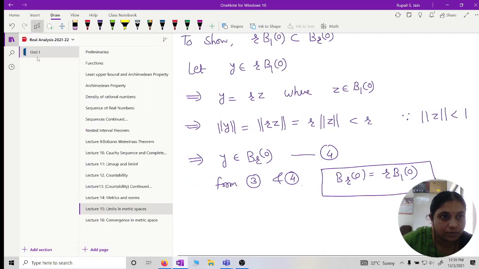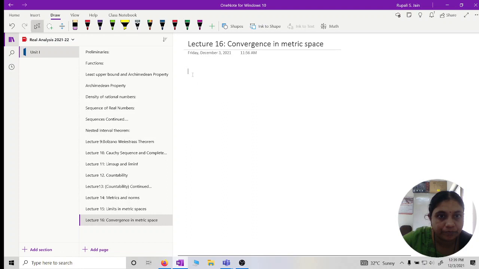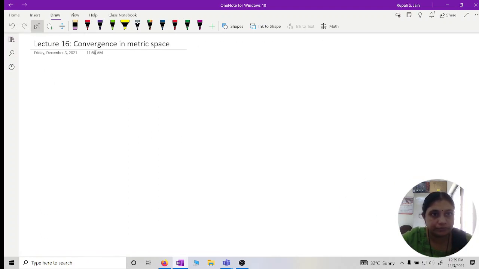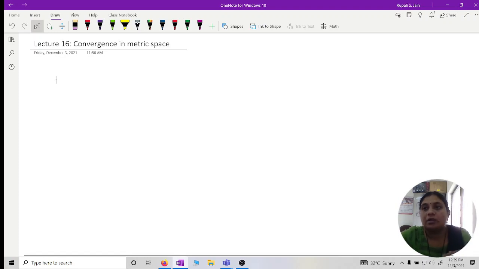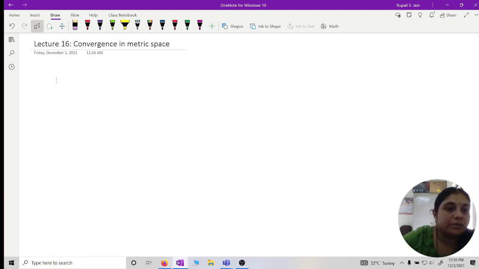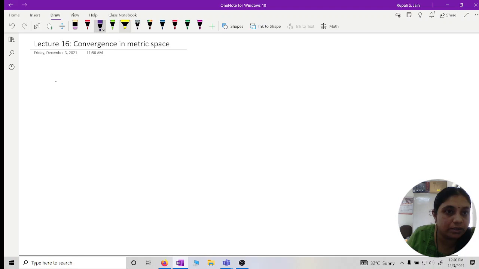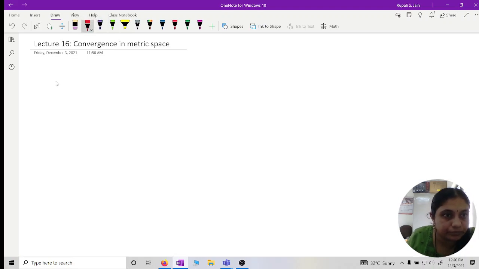Next, convergence in metric space. For that I will require some definitions. Bounded set again. We have already defined a bounded set, but we defined it on the reals only. Now we have to define what is meant by a bounded set in a metric space.